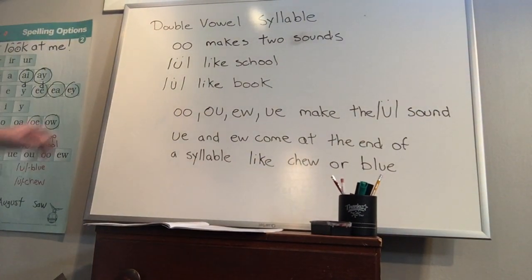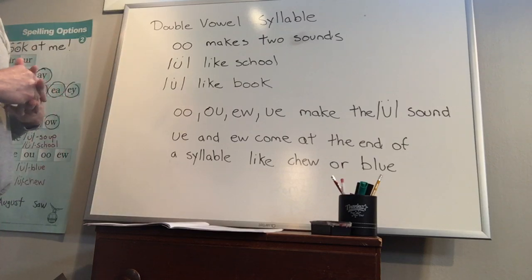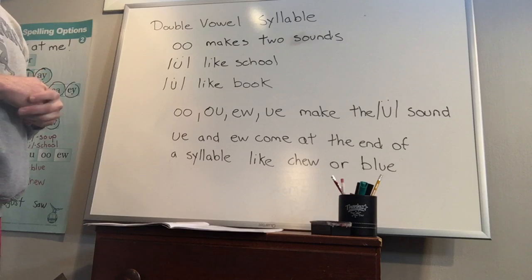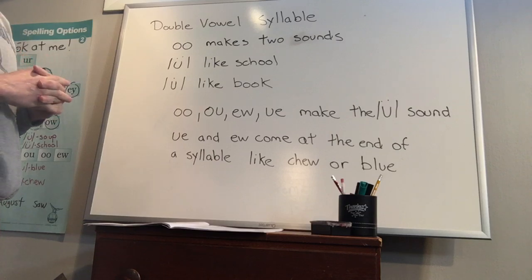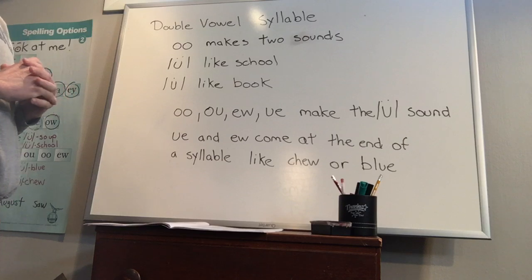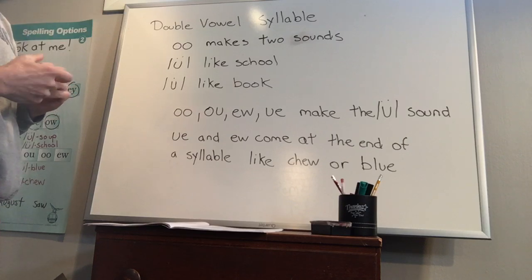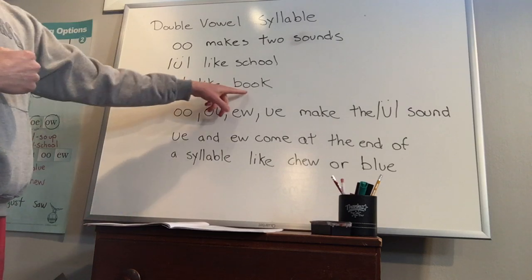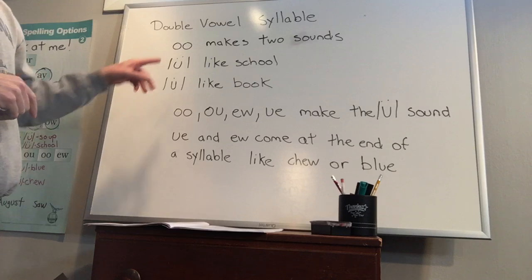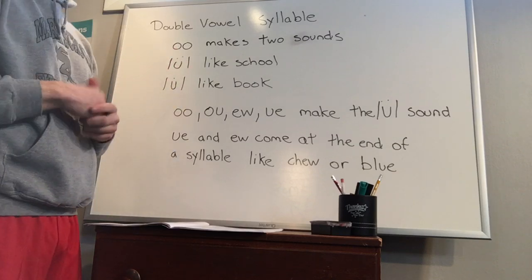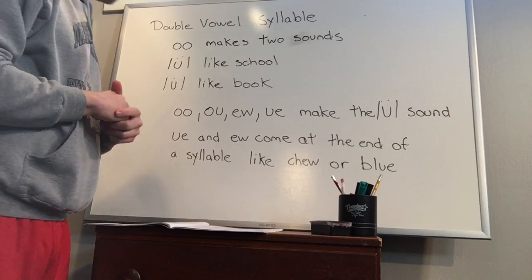Okay, so here we're still talking about our double vowel syllable. So we're talking about double O's and how double O's make 2 sounds, okay? Like the ooh in school, you really have to say it to hear that ooh sound, and like as in book. So those double vowel teams, in this case, the double O's make 2 different sounds. And here are our 2 examples.